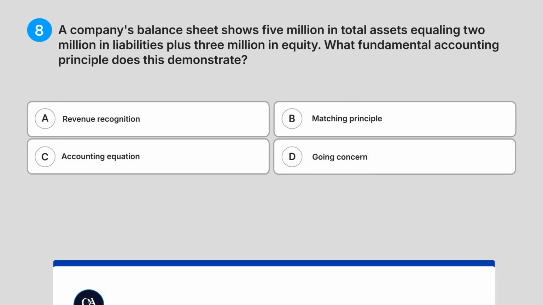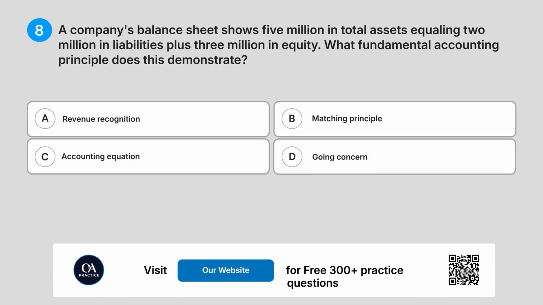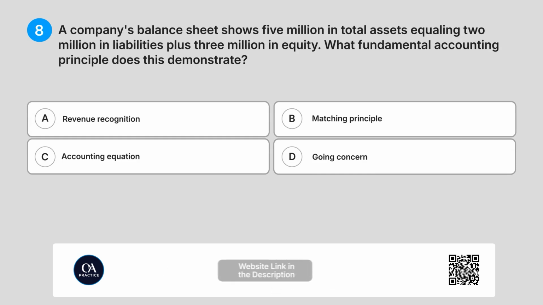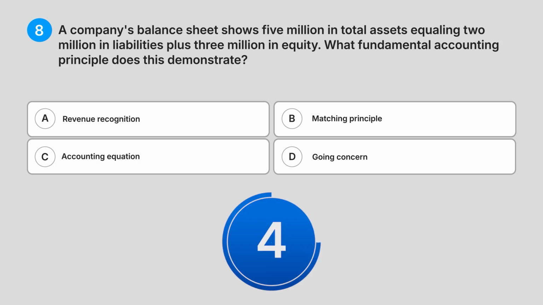8. A company's balance sheet shows $5 million in total assets, equaling $2 million in liabilities, plus $3 million in equity. What fundamental accounting principle does this demonstrate? A. Revenue recognition. B. Matching principle. C. Accounting equation. D. Going concern. Do you know the answer?